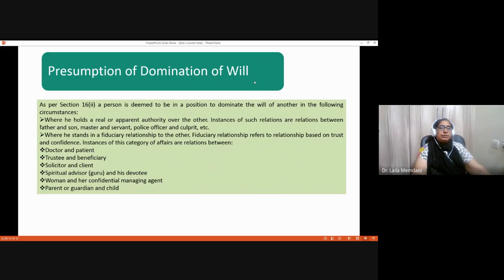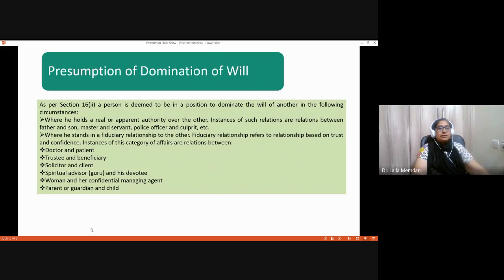So the authority may be either real or apparent, and the instances are like father and son, master and servant, police officer and the culprit. And the second situation is when he stands in a fiduciary relationship. Fiduciary relationships are of trust and confidence. And the examples are doctor and patient, trustee and beneficiary, solicitor and a client, spiritual advisor, guru and his devotee or the disciple, woman and her confidential managing agent, parent or guardian, and child.